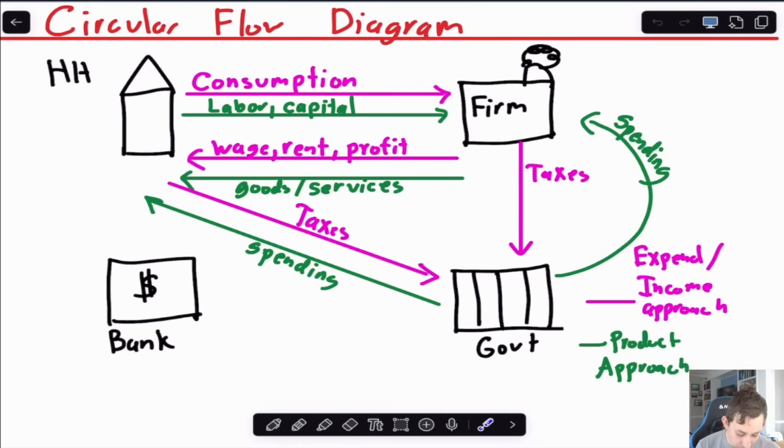There are 3 ways that we can measure GDP. They're called the expenditure approach, the income approach, and the product approach. You don't need to actually know how to calculate that for the AP exam. All you need to know is that there are 3 ways to calculate GDP. You should get the same answer no matter which way you calculate it.